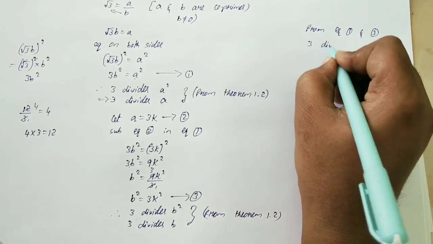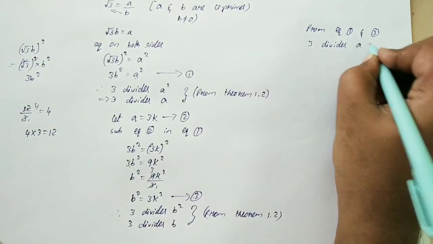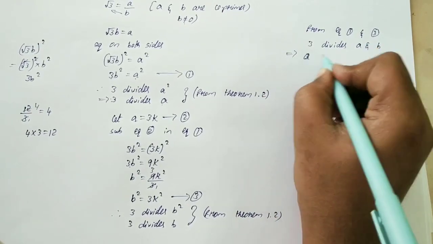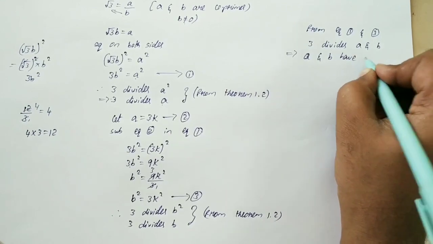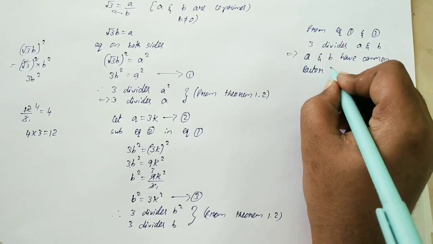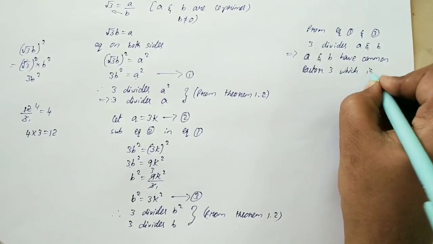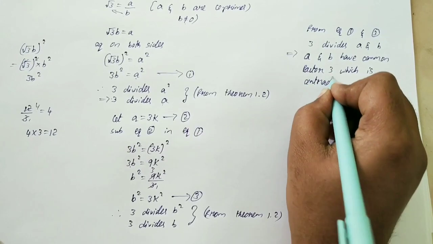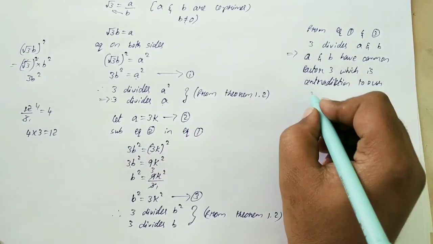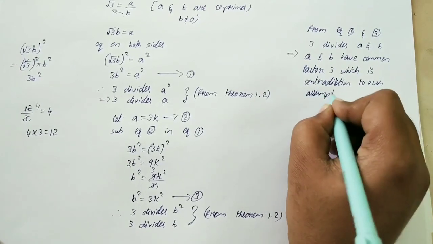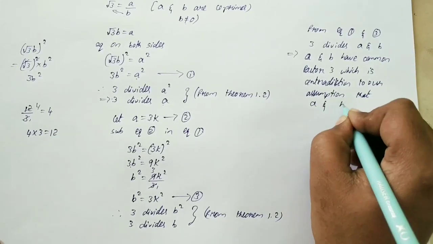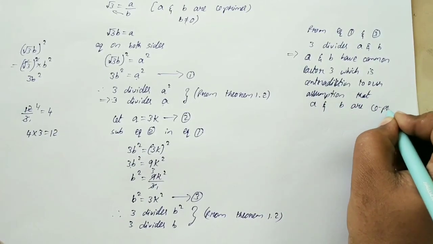3 divides a and b. That implies a and b have common factor 3, which is a contradiction to our assumption that a and b are co-primes, right?